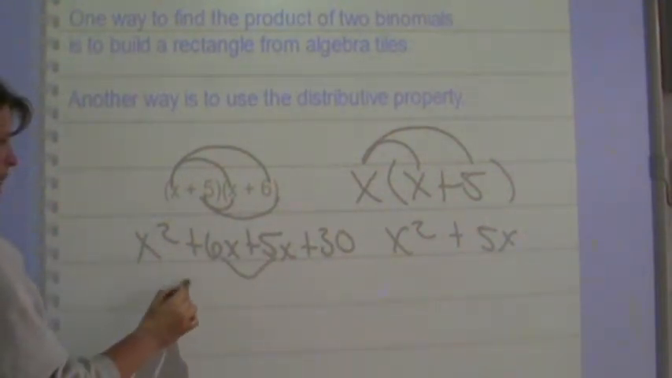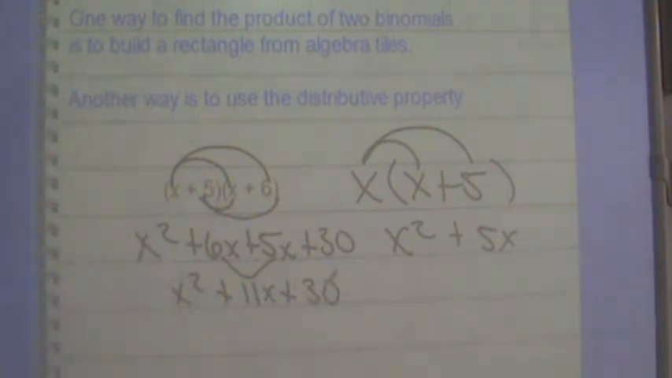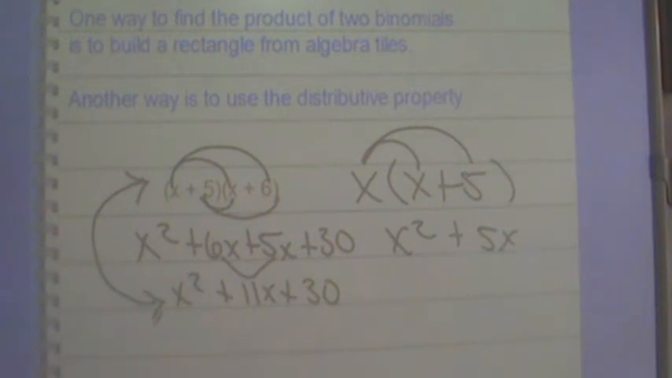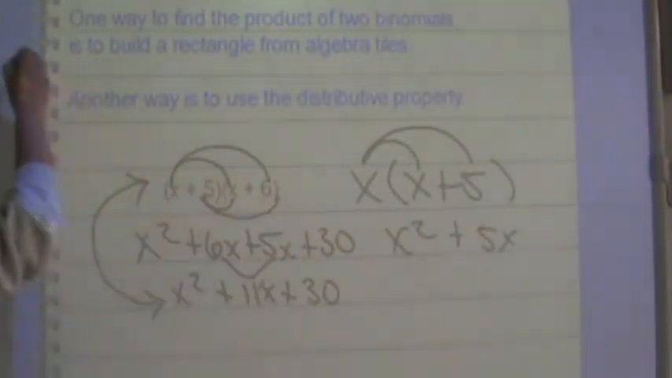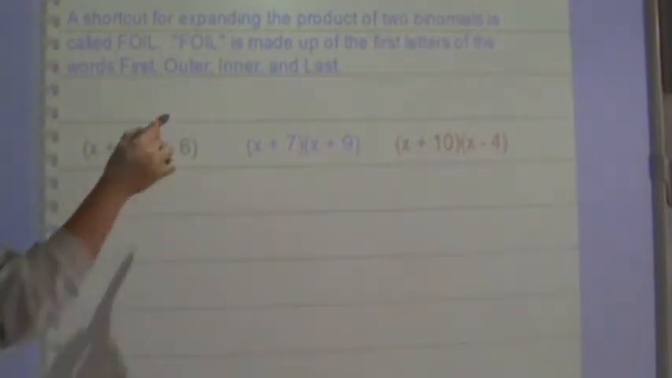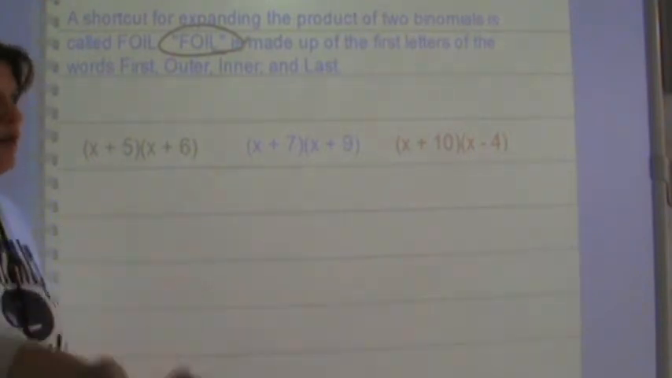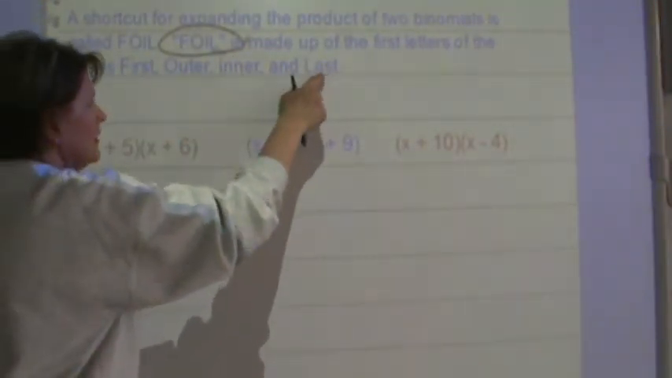These are the same. So that would be the same as this. These two are interchangeable. A shortcut for expanding the product of two binomials, in other words, to make sure that we get all four parts, some people use a little shortcut. It's called FOIL. It's supposed to help you remember to get all four parts. FOIL stands for first, outer, inner, and last.